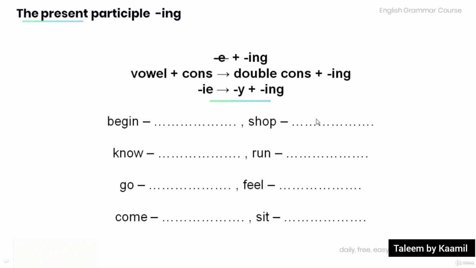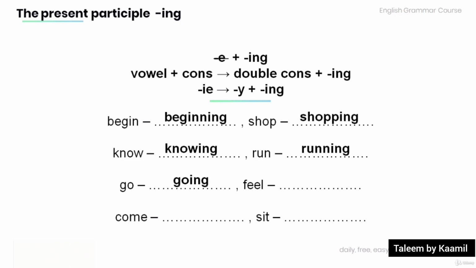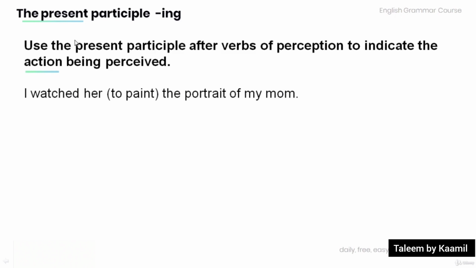Begin, beginning. Shop, shopping. Know, knowing. Run, running. Go, going. Feel, feeling. Come, coming. Sit, sitting. Remember that we use the present participle after verbs of perception to indicate the action being perceived.